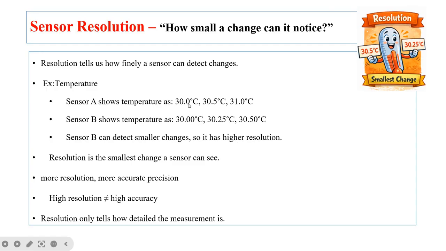After the decimal point, sensor A shows 30.5, 31.0, but sensor B shows 30.00, 30.25, 30.50. So you have two decimal places in sensor B, whereas in sensor A you have only one decimal place. So sensor B can detect smaller changes, and it has higher resolution. Resolution is the smallest change a sensor can see. So the more the resolution of a sensor, the finer its readings.